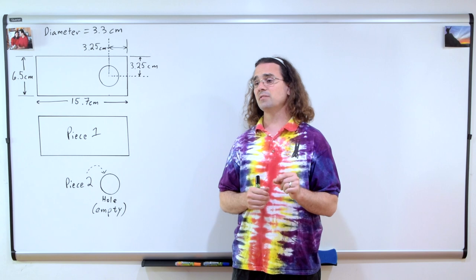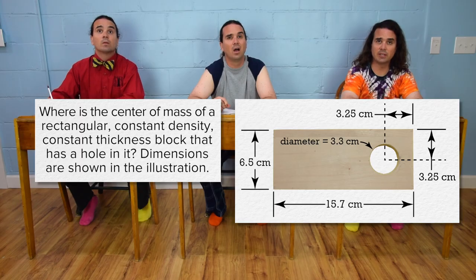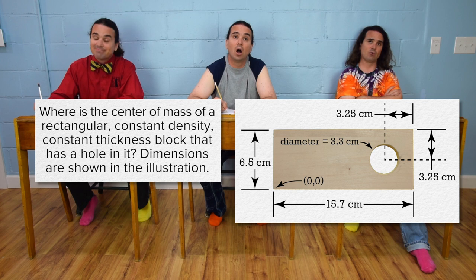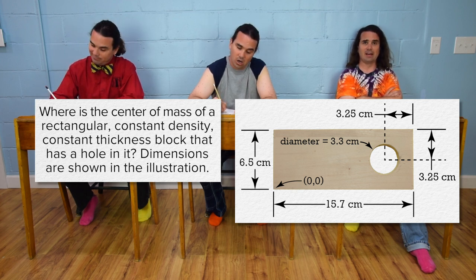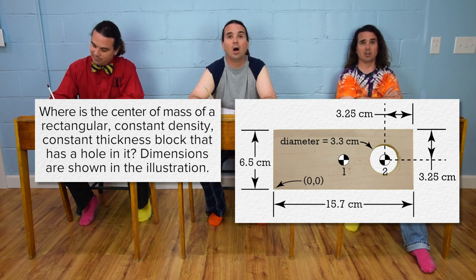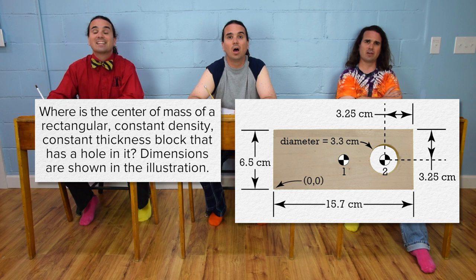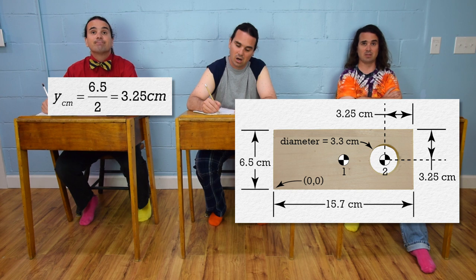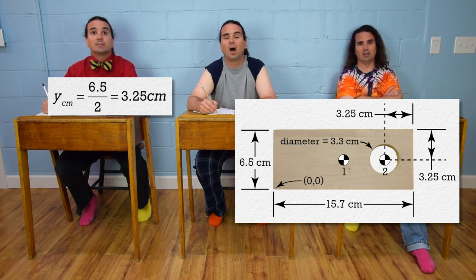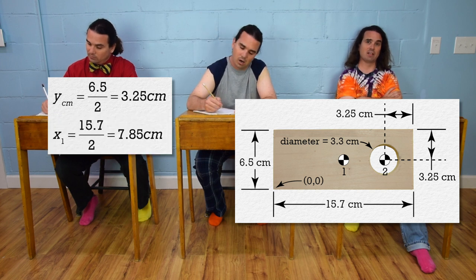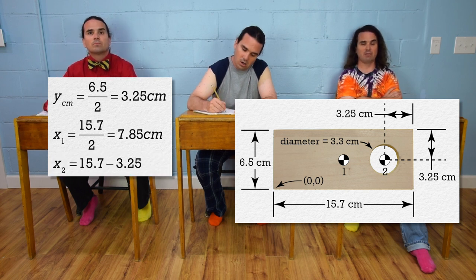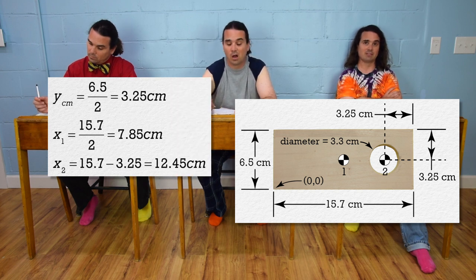Bo, please identify the locations of the centers of mass of both pieces. Well, first we need to identify the 0, 0 location. Let's say 0, 0 is at the lower left-hand corner of the block. Both pieces are symmetrical and have constant density, so their centers of mass will be in their geometric centers. Actually, the Y position center of mass of both pieces is the same. It is at half of 6.5 or 3.25 centimeters. So the Y position of the center of mass of the block must be the same, 3.25 centimeters. The X center of mass of piece one is at half of 15.7 or 7.85 centimeters. The X center of mass of piece two is at 15.7 minus 3.25 or 12.45 centimeters.